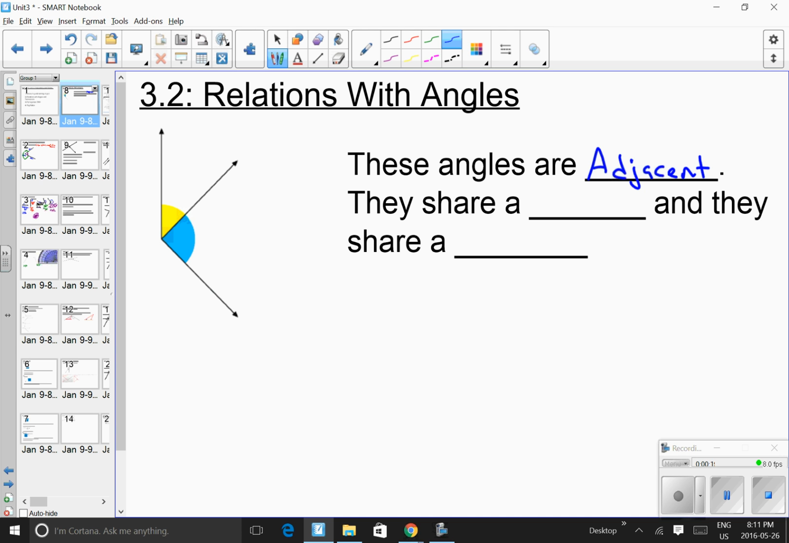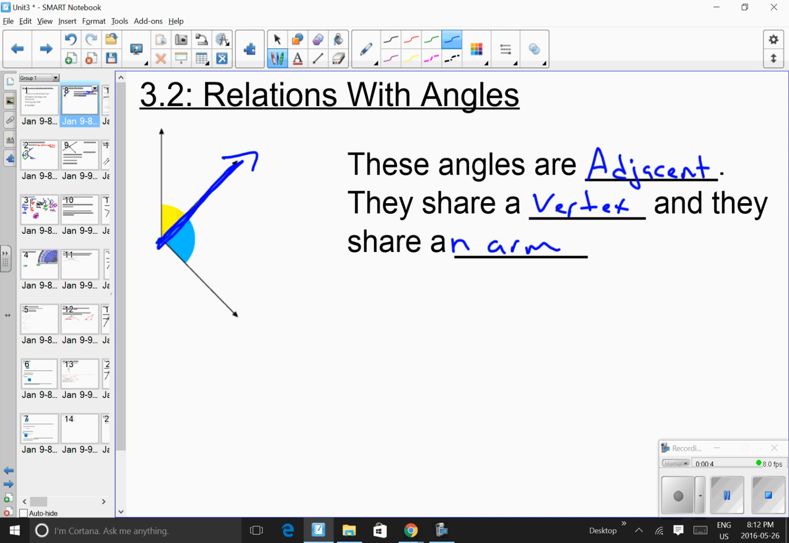Okay? Now, in order for angles to be adjacent, they have to share a vertex and they have to share an arm. As you can see, these two angles here share their vertex and they both use this arm right here.